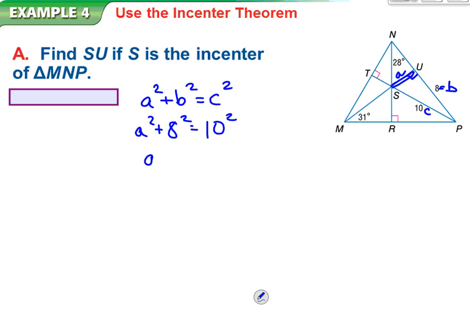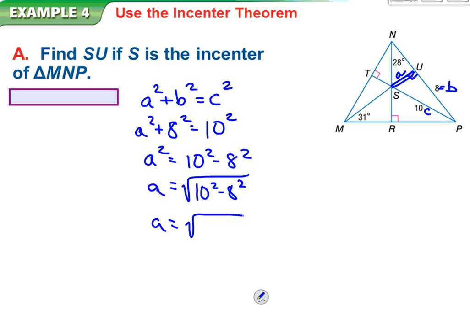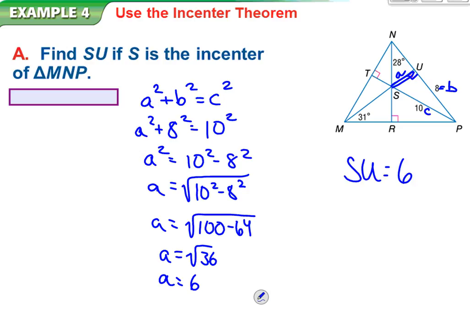Subtracting 8 squared, a squared is 10 squared minus 8 squared. Square rooting that, when you get into algebra, when you square root each side, it's going to be plus or minus, but since in geometry we're talking about lengths, we'll always use the principal square root, or positive square root. So the square root of 10 squared minus 8 squared. You can use a calculator for these. This one works out pretty nice though. 100 minus 64 is 36. So a is the square root of 36. So a is just 6. So that means that here SU is equal to 6.